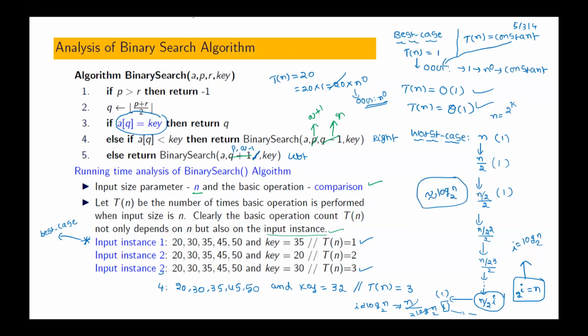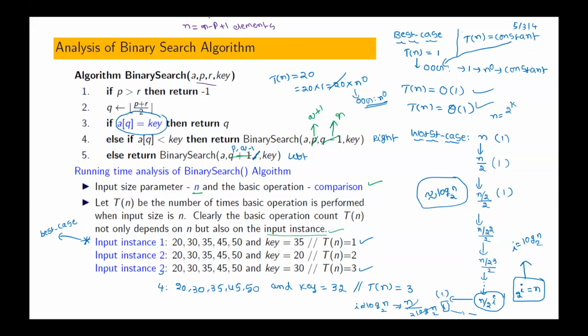Let us consider n as the total number of elements in the array. If the starting index is P and the ending index is R, how many elements are there in this array? R minus P plus 1. So when R minus P plus 1, I can say it as n.